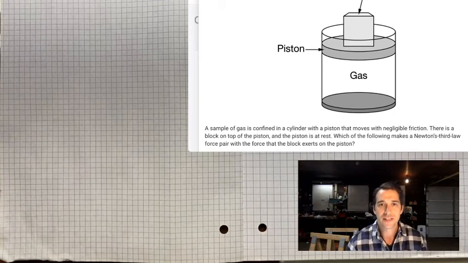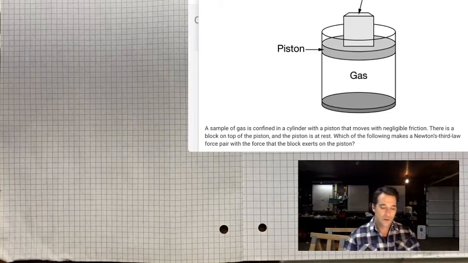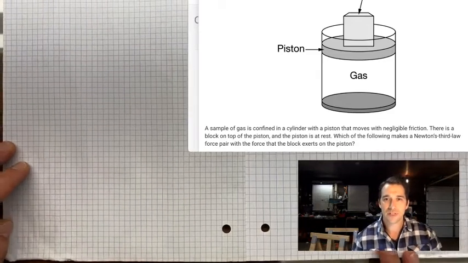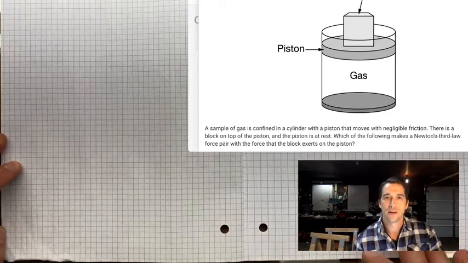So let's read it. A sample of gas confined in a cylinder with a piston that moves with negligible friction. There's a block on top of the piston, and the piston is at rest. Which of the following makes a Newton's third law force pair with the force that the block exerts on the piston? Okay, so I think one of the problems is sometimes people think anytime we have equal and opposite forces, those equal and opposite forces are a Newton's third law force pair.